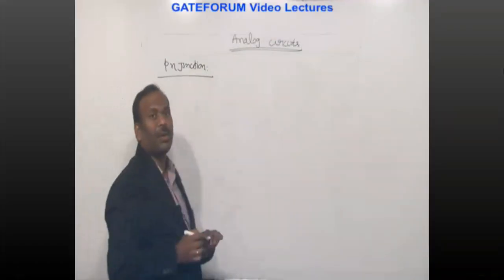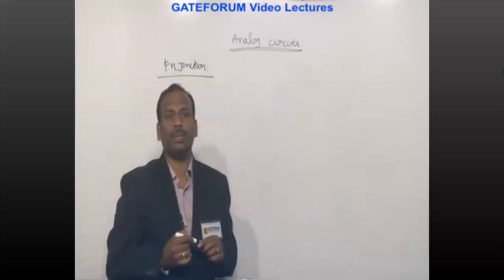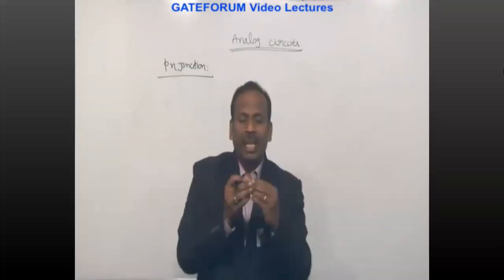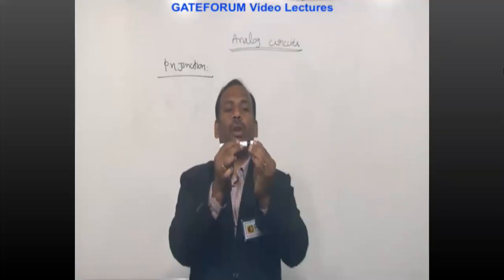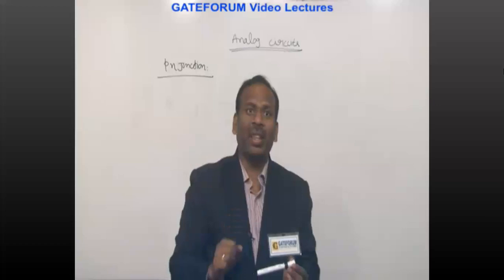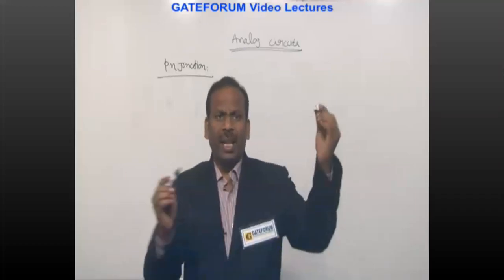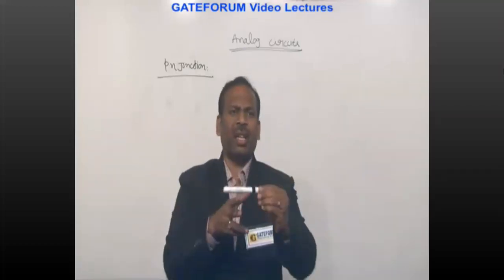What is a p-n junction? A diode. How is a p-n junction formed? Take a p-type semiconductor, take an n-type semiconductor, and join these two. In between, a p-n junction is not formed. It is not going to form like that. If you join a p-type and n-type semiconductor like this, at the center a p-n junction is not formed like that.